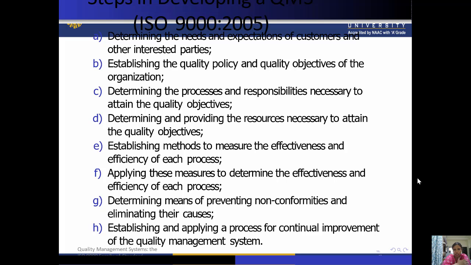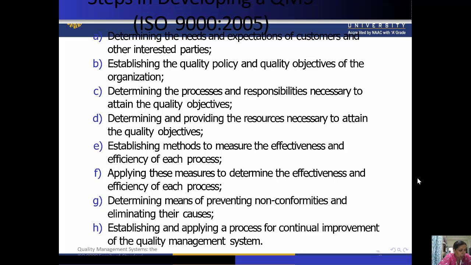So for each and every process established, it is necessary to measure the effectiveness of that process. Okay, now applying these measures to determine the effectiveness and efficiency of each process. Okay, for every process, how effective it is and how efficient it is, this also we need to measure for developing the QMS.